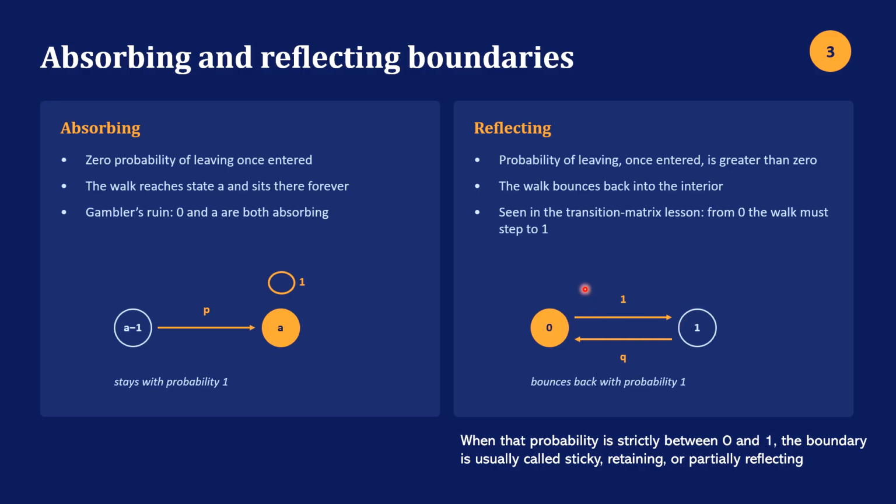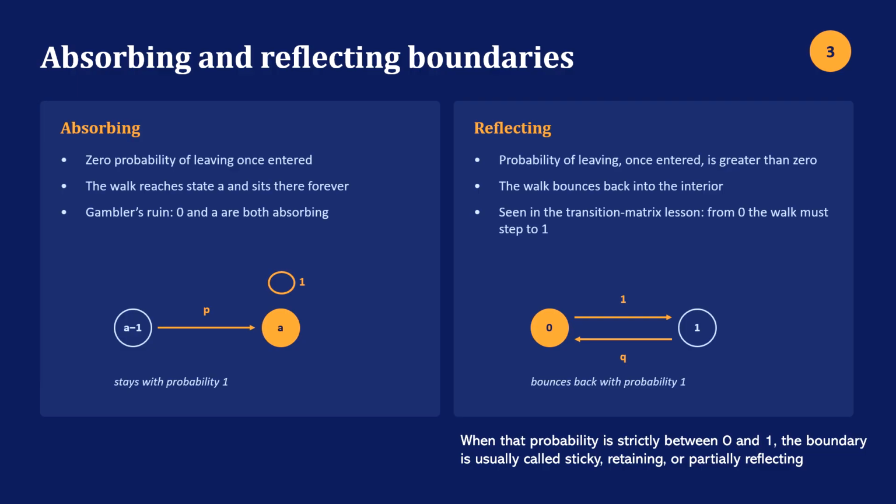But as I gave the verbal example in the last slide, it could be probability 0.5 that you leave and probability 0.5 that you come back to it, and that's also reflecting. And sometimes the terms sticky, retaining, or partially reflecting are used for the case where this probability of leaving is less than 1. Okay, so those are the state classifications.